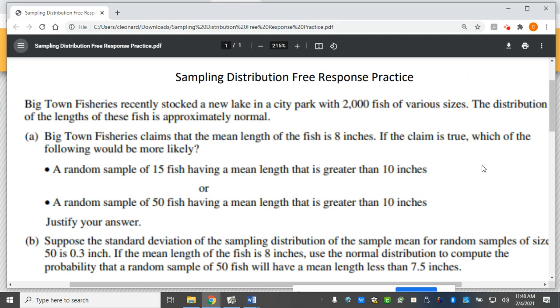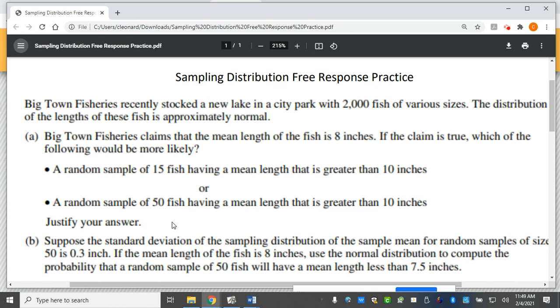All right, so problem A, really the only thing that matters is a random sample of 15 fish having a mean length greater than 10 inches, versus a random sample of 50 having a mean length greater than 10 inches. It wants to know which one is more likely, getting something that far away in the first situation or in the second situation. Which one is more likely? The sample of 15. So that's the first part of answering this question correctly. The second part is the justification.